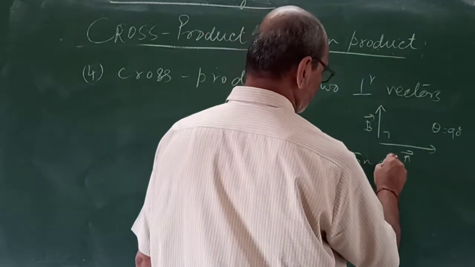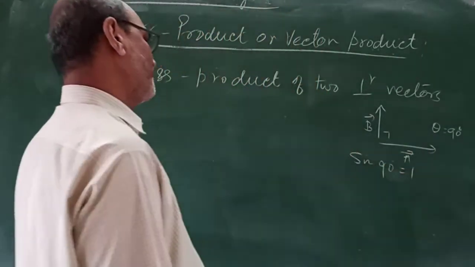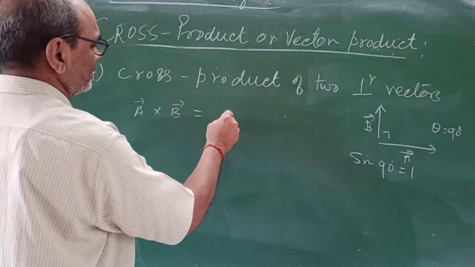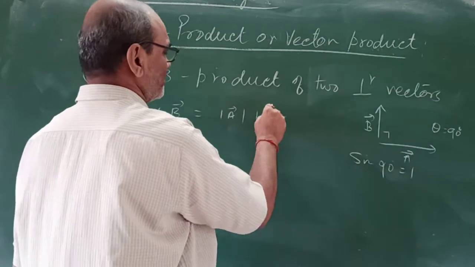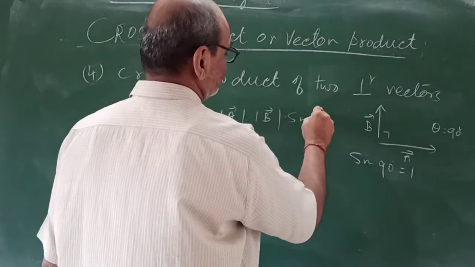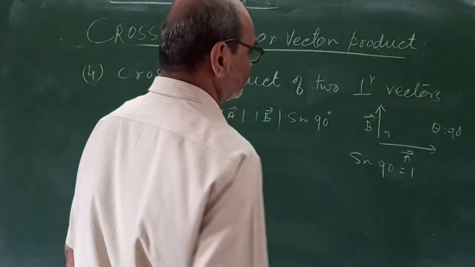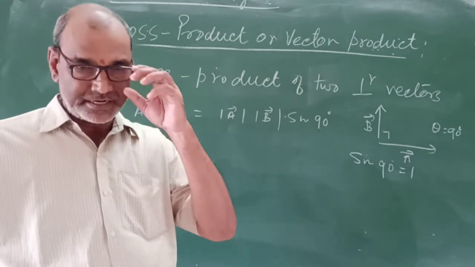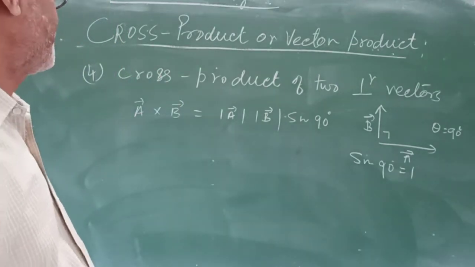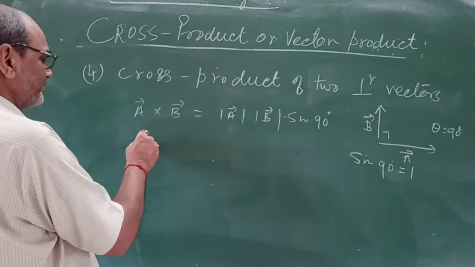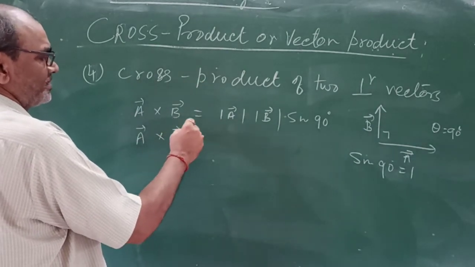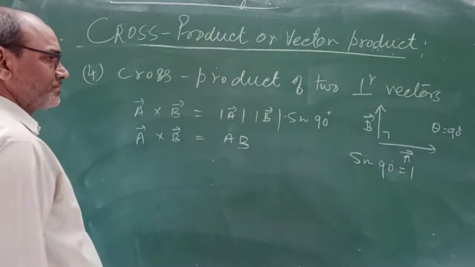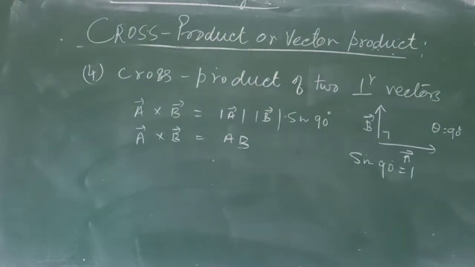Therefore, sin 90 is equal to 1. We write A cross B is equal to modulus of A, modulus of B, into sin theta. In place of theta, we write 90 degrees. Therefore, sin 90 is equal to 1. Then A cross B of two mutually perpendicular vectors is equal to AB, where modulus of A is A, modulus of B is B, and sin 90 is equal to 1.